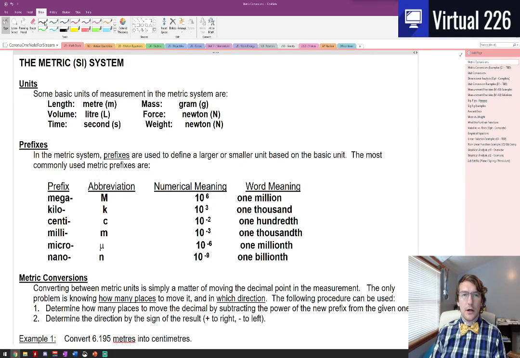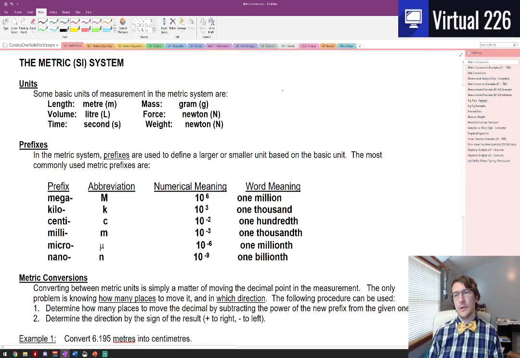Okay, we're here to look at the metric system in Unit 1 for CP Physics. You're probably already familiar with the metric system, so we're going to keep this nice and short. But just some basic units of measurement we have are things like length, volume, time. Length is measured in meters, volume is in liters, and time is in the natural seconds.